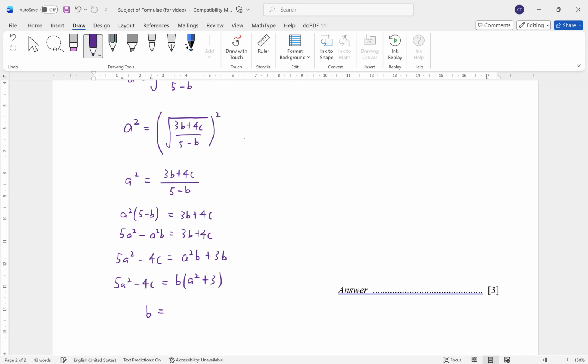But we can at the same time write the b on the left side. So this would be the final answer: b equals 5a squared minus 4c over a squared plus 3. Right? I hope that this video has been helpful in explaining to you how to make a particular term the subject of the formula.